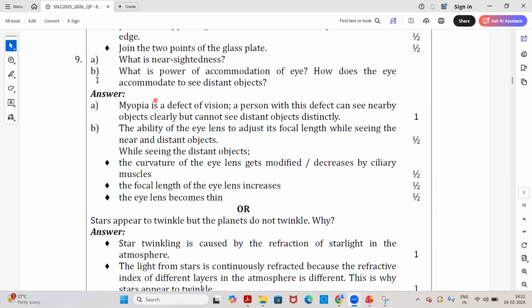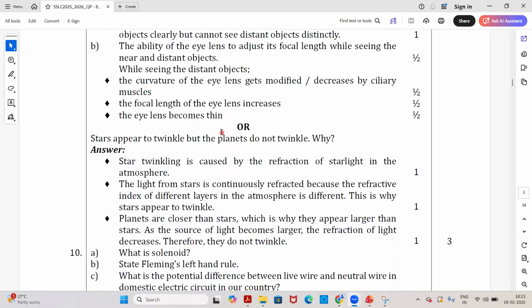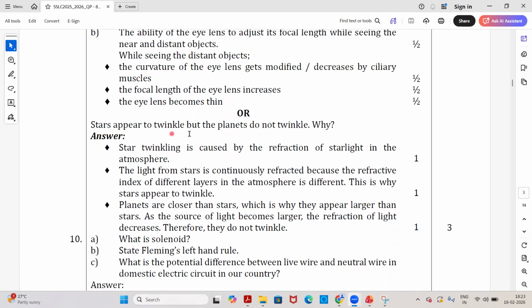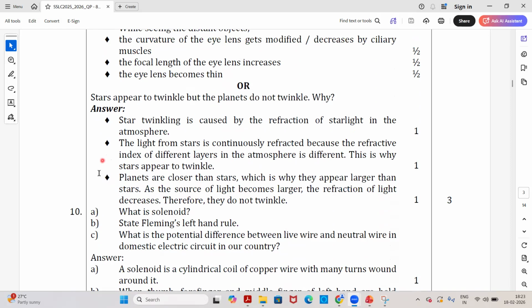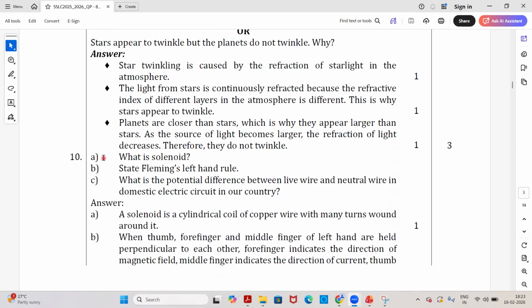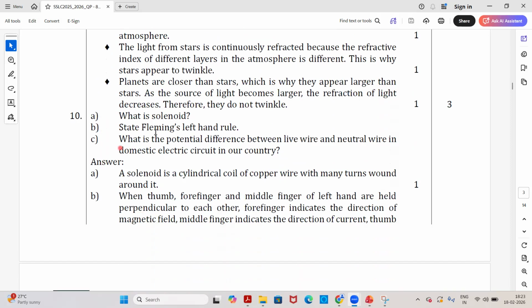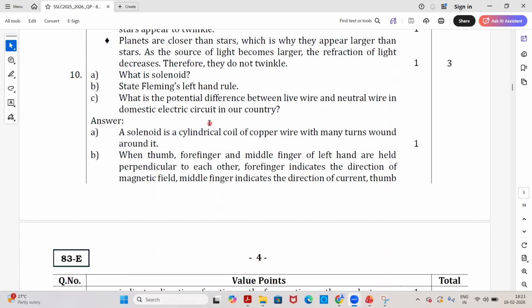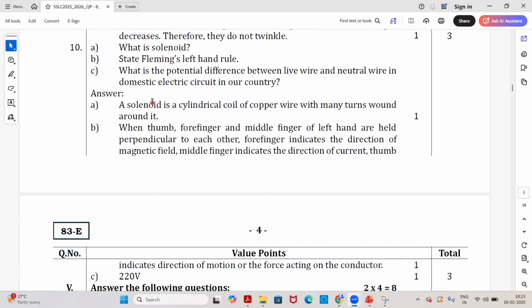Next question 9, again sub question A and B given here. What is nearsightedness? What is power of accommodation of eye? How does the eye accommodate to distant objects? So answer A and answer B. Then optional question against this again. Stars appear to twinkle, but the planets do not twinkle. Why? So points are given here. You can go through it. You can just pause the video and see as many times as you want or till you understand it.